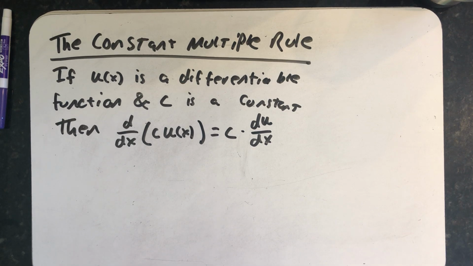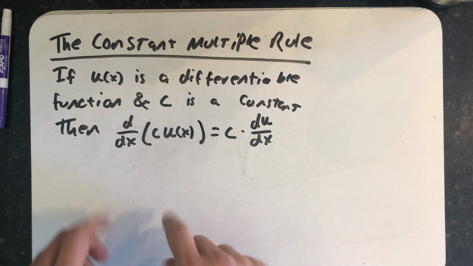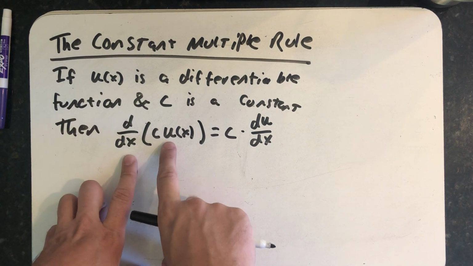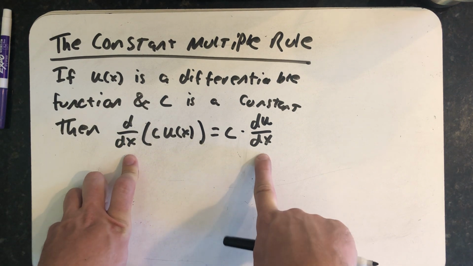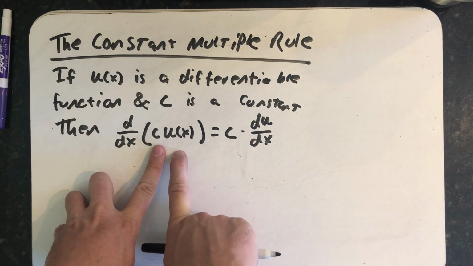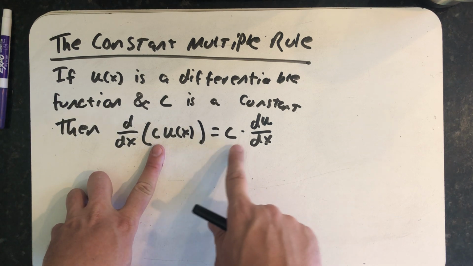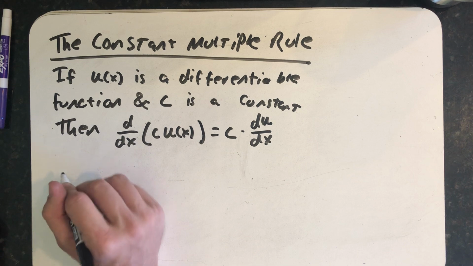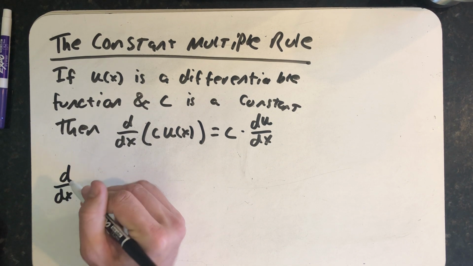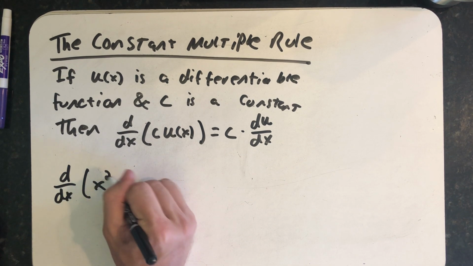The constant multiple rule says that if u of x is a differentiable function and c is a constant, then the derivative of c times u is c times the derivative of u. What it's saying is if I have a function times a constant, its derivative is the constant times the derivative of that function.